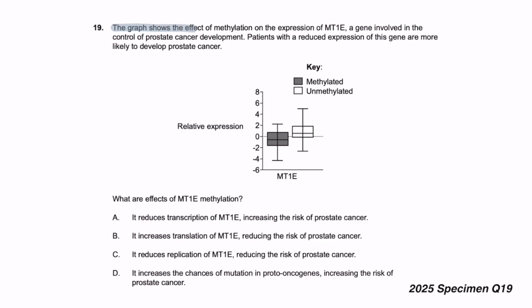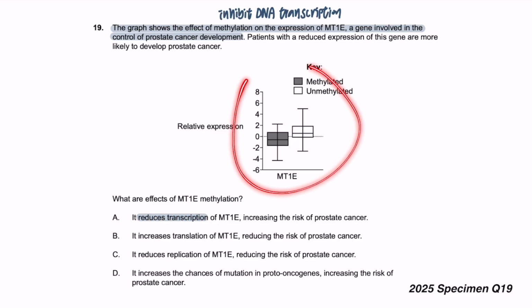The graph shows the effect of methylation on the expression of MT1E, a gene involved in the control of prostate cancer development. DNA methylation is a way to regulate gene expression by inhibiting DNA transcription. This is shown in the graph, where the one with methylation has a lower expression than the unmethylated one. This will increase the chance to develop prostate cancer.